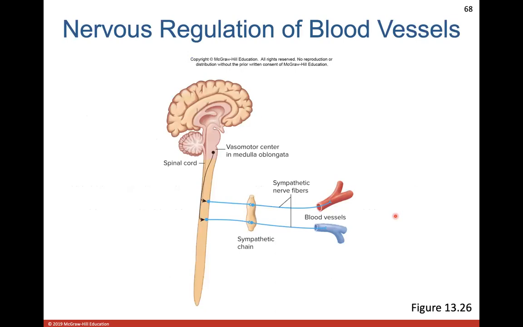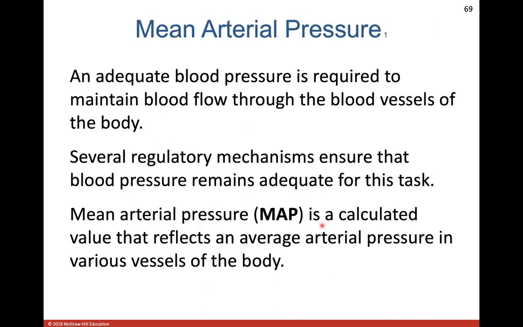So here's nervous regulation of blood vessels through sympathetic nerve fibers, either increasing or decreasing the diameter of those blood vessels to control blood flow.